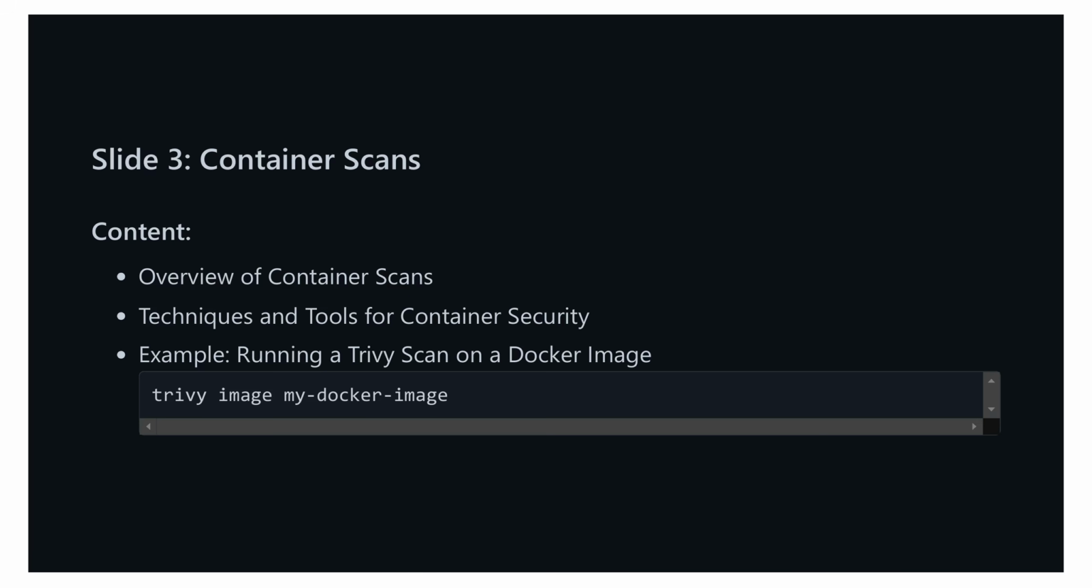In the last slide, we discussed the various types of scans essential for ensuring robust security within your systems. We highlighted the significance of comprehensively scanning your environments to identify potential vulnerabilities effectively. Now, let's dive into the specifics of container scans. Container scans involve examining container images to detect vulnerabilities, misconfigurations, and compliance issues before they are deployed.